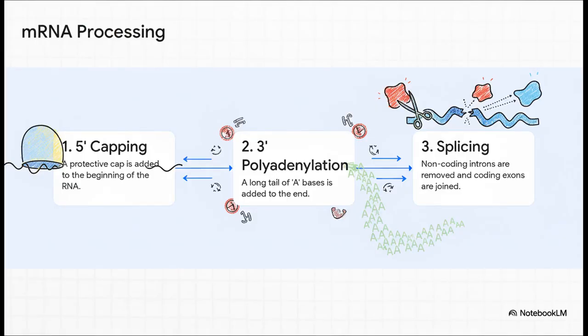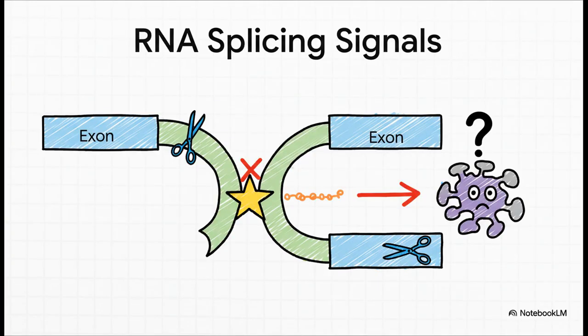First, a special protective cap gets added to the front end, the 5' end. Second, a long tail of A bases, the poly A tail, gets added to the back. Both of these help protect the message and get it ready for its journey. And third, you have splicing, where the non-coding bits, called introns, are snipped out, and the important coding parts, the exons, are stitched together. Now, splicing has to be incredibly precise. A mistake of even 1 letter could be a disaster.